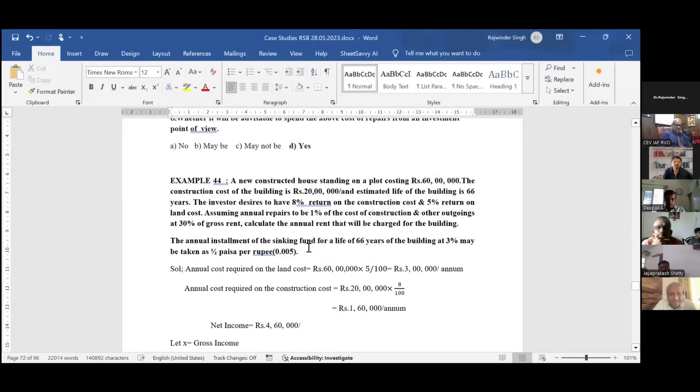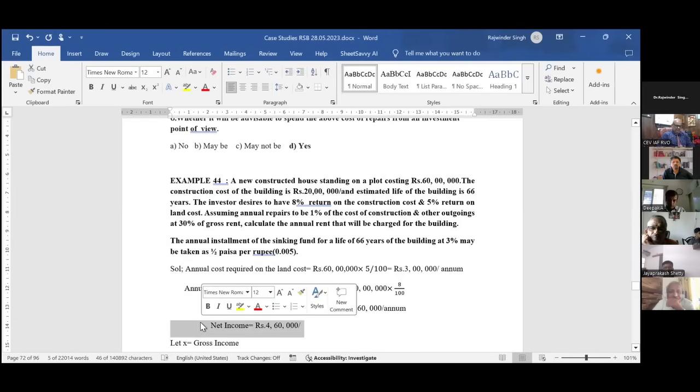So see here, from the cost of land, he requires 5% return. Means on 60 lakh, he requires a return of 5%, means 3 lakh per annum from the cost of land. And from the cost of construction, he requires 8% return. Cost of construction is 20 lakh, over which he requires 8% return, means 1 lakh 60,000. So in total he requires 4 lakh 60,000. So this is the net income he requires.